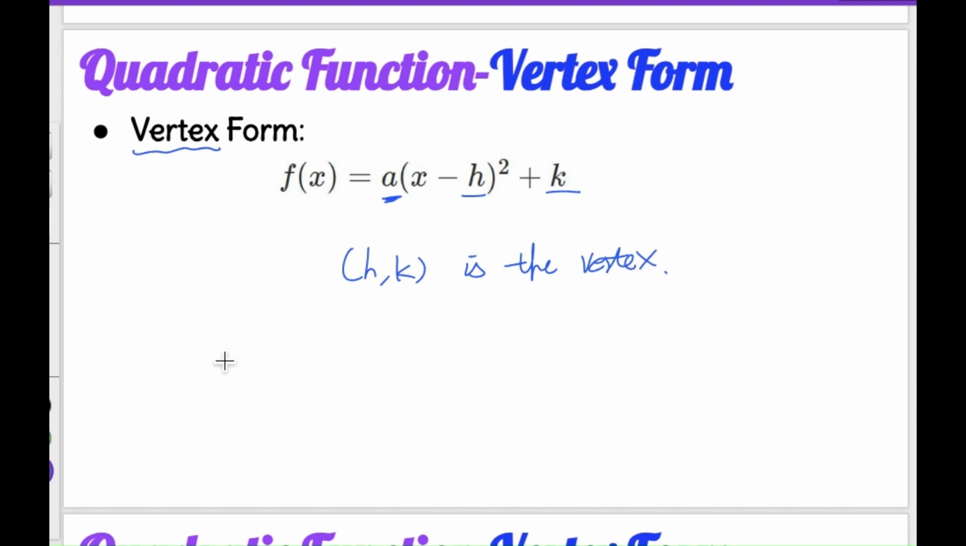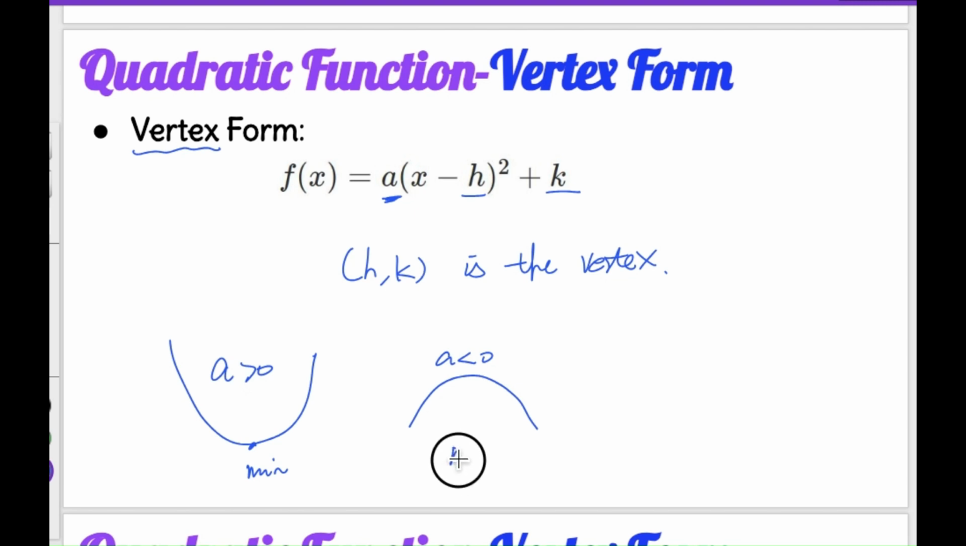And also, as we mentioned, when a is greater than 0, it opens up and we're looking at the minimum value. When it's less than 0, it's going down, so we're looking at the maximum value. These two values here can tell us the axis of symmetry, and this one tells us the minimum or maximum value of y. So let's check two examples to help us understand this.